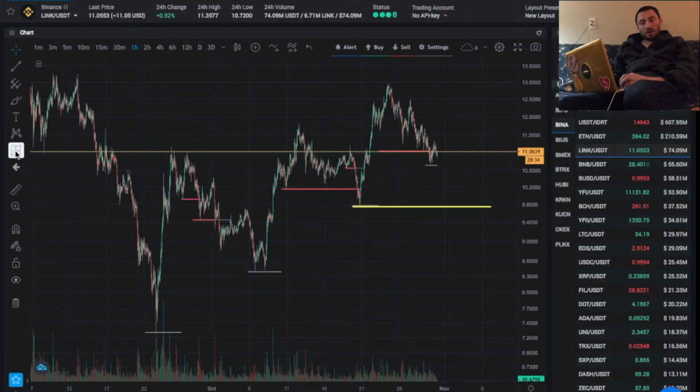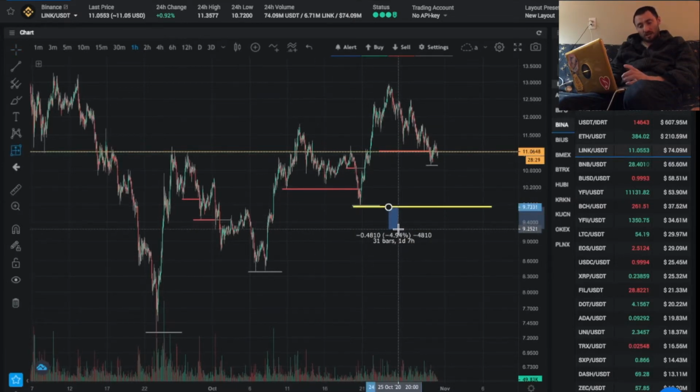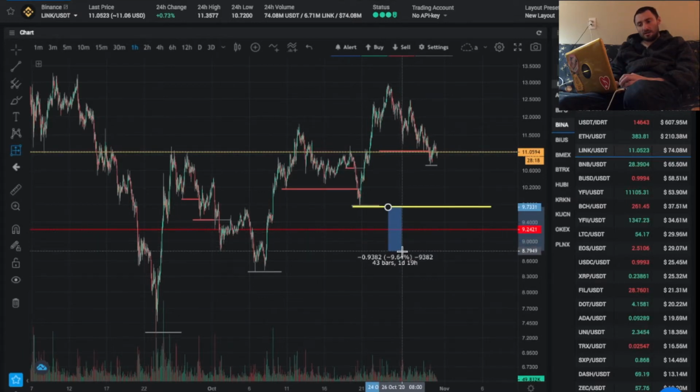So let's take our date and price tool. We're going to come down. Remember our key command for PC, it's Alt H. For Mac, it's Option H. Come down to about 5%. That's where we're going to get an alert. 10%, that's actually the second alert.